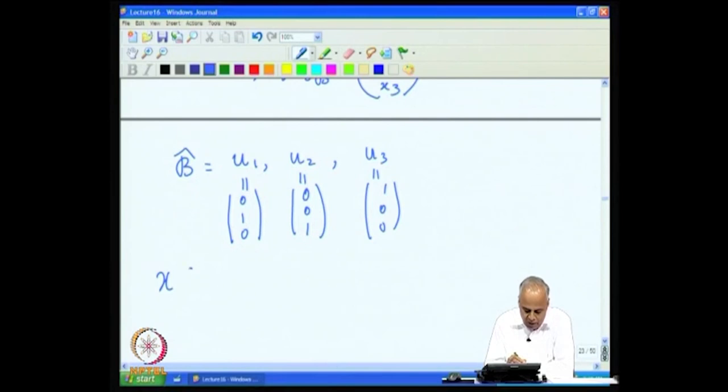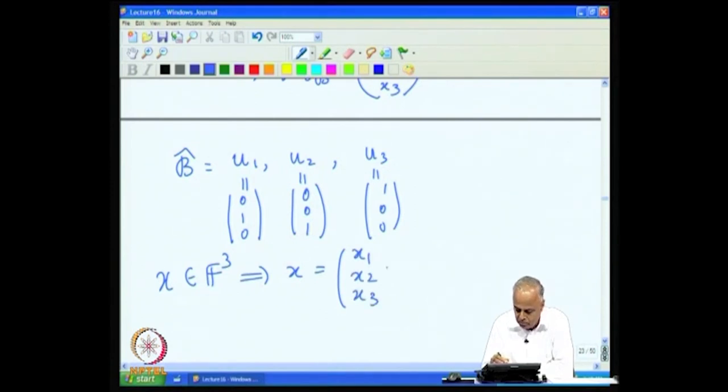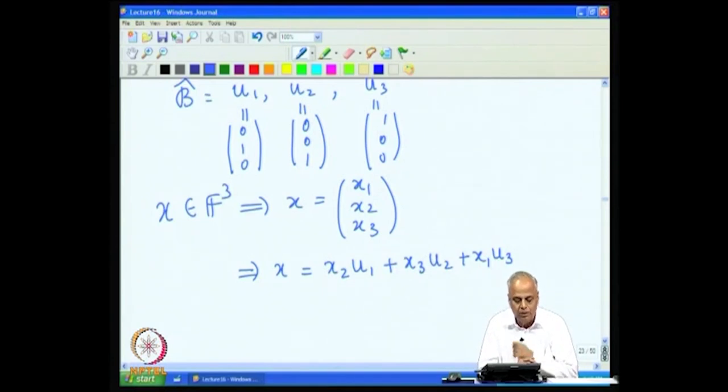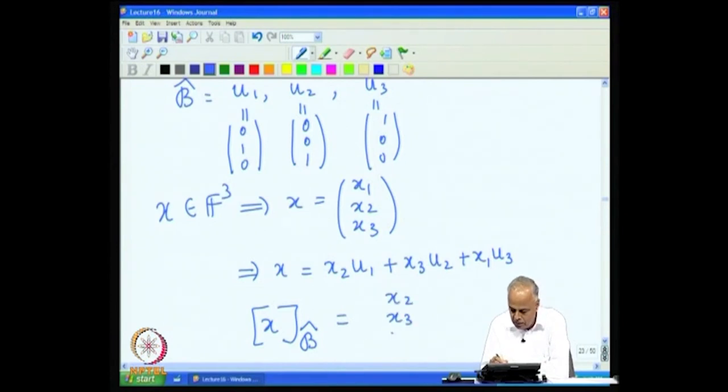Now, if we take any vector x in F3, x is of the form (x1, x2, x3). Then x is now x2 times u1 plus x3 times u2 plus x1 times u3. So, what is the first component of x with respect to this ordered basis? It is x2. The second component of this vector, the same vector, but now with respect to this new basis, is x3, and the third component is x1, and therefore, the digitization of this vector with this ordered basis is (x2, x3, x1).